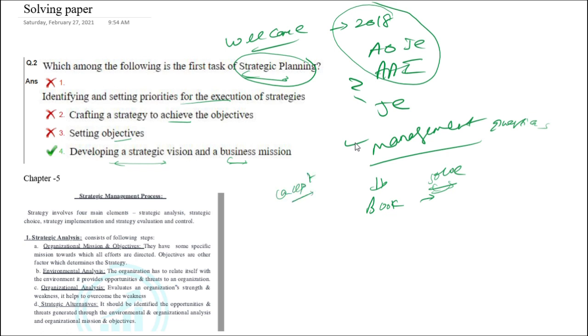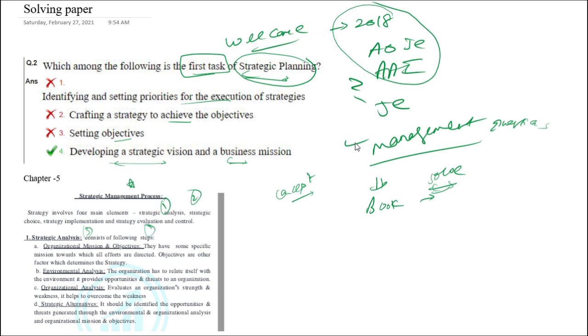The first question which was asked is, which among the following is the first task? This is the important first task of the strategic planning. And the options given are identifying and setting priorities, crafting a strategy to achieve the objectives, setting objectives, and developing a vision and business mission. If you go to chapter 5 and see the strategic management process, it basically involves four main elements: analysis, choice, implementation, and evaluation and control.